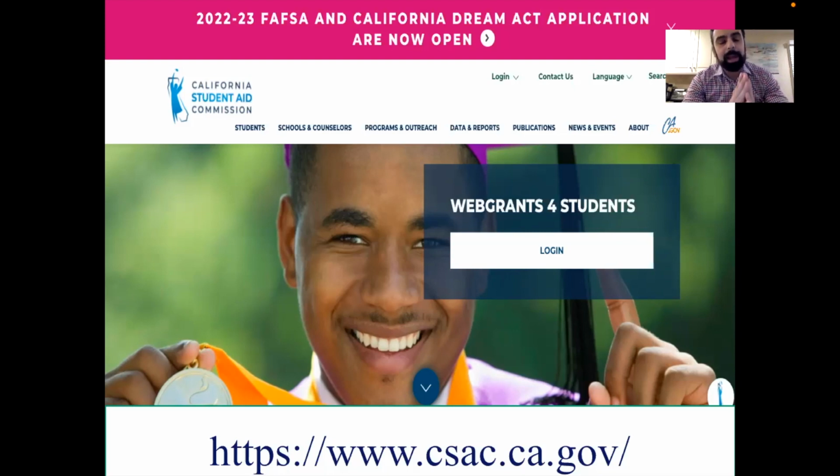Now, to be eligible for any Cal Grant whatsoever, whether it's level 1, level 2, or level 3, you must fill out the FAFSA form, send in, obviously, grades, as well as be a U.S.